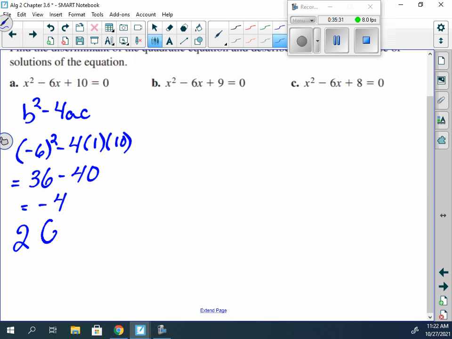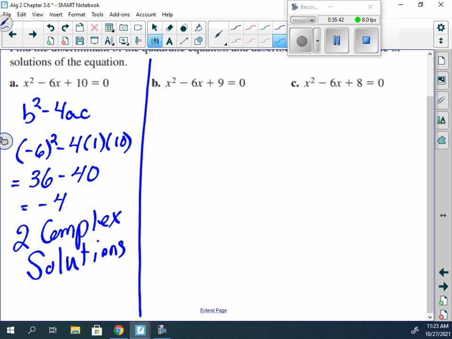So what kind of solutions do we have? We have two complex solutions. That both of our answers will have i. So like the last one we had where it was 2 plus or minus 3i, those are complex solutions.